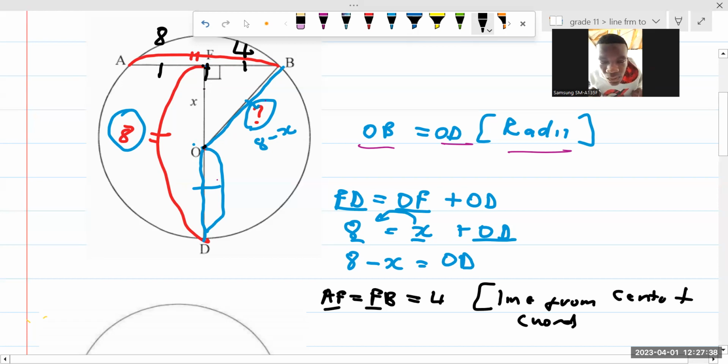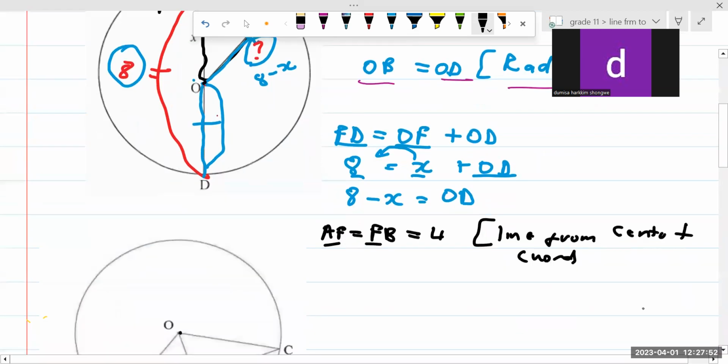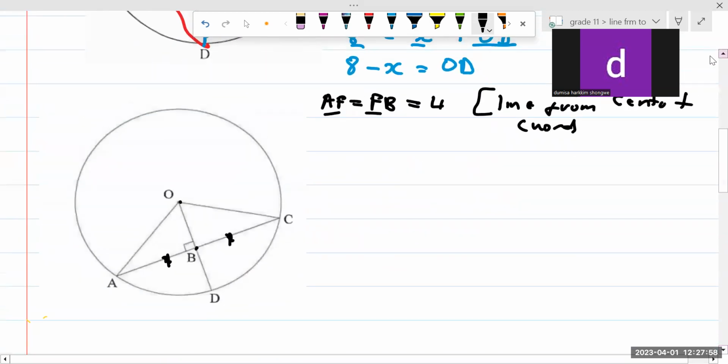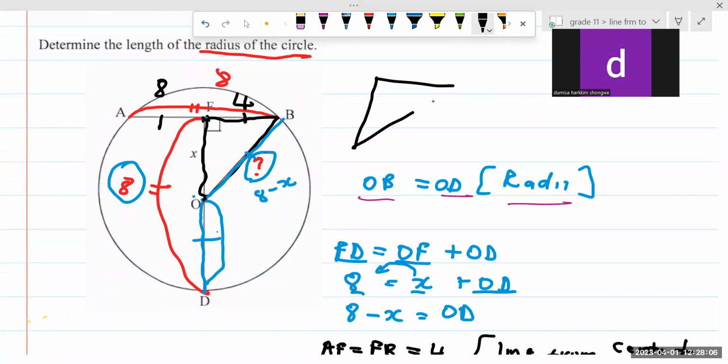Now you have a right angle triangle. Look at the following now. If you have a right angle triangle, then you can use the theorem of Pythagoras. Let's take it out so that you will see it. You have the following triangle, which looks like this. Here you have 4. Here you have x. And here you have 8 minus x. And here you have 90 degrees. Since you have 90 degrees here, you can use the theorem of Pythagoras.